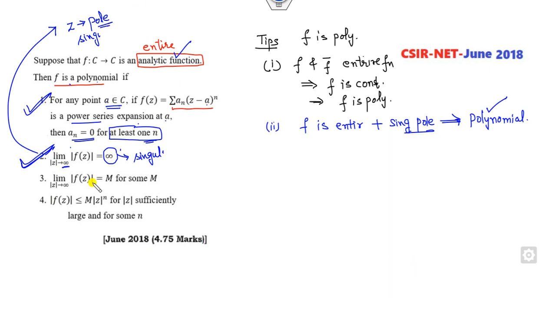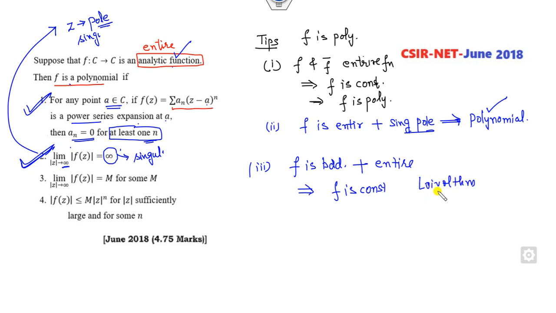Now look at the third one. What is the meaning of that? f is bounded. If f is bounded and f is an entire function, what is the meaning of that? f is constant by Liouville's theorem. Fine.